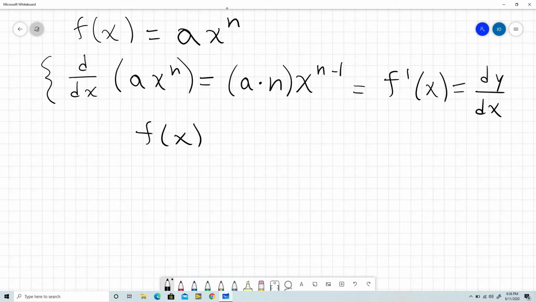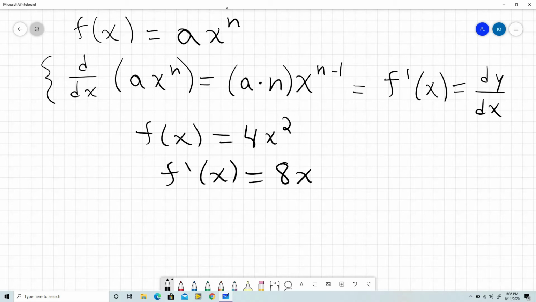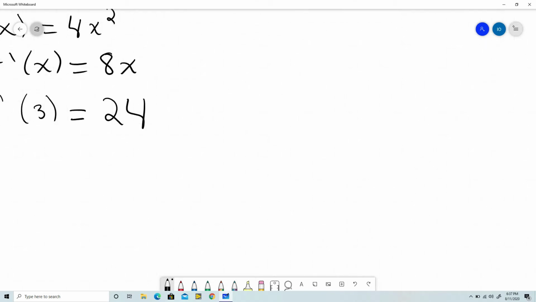Say you have f of x equal to 4x squared. f prime of x would simply be 8x. You're multiplying the exponent by the coefficient, so that's 8. You subtract 2 by 1, it's 1. Now you can find the derivative at a specific x value as well. Say you wanted to find f prime of 3, you would just have to plug in 3 into 8x and you would get 24. And that's what the power rule is basically.